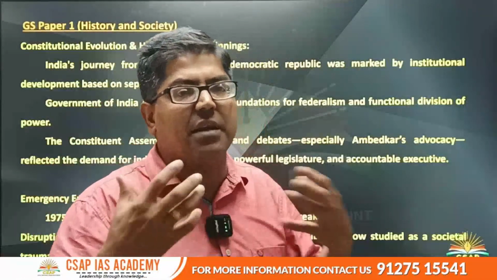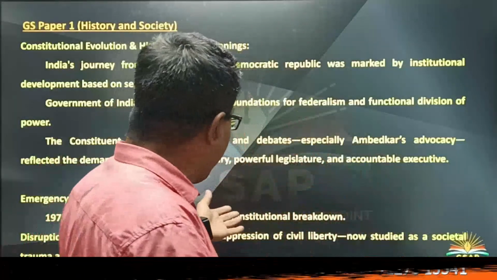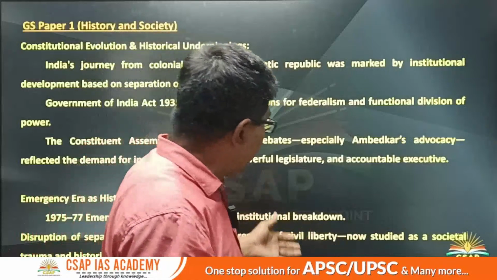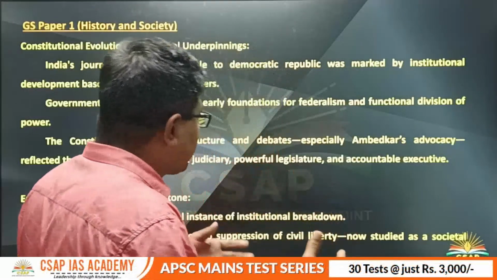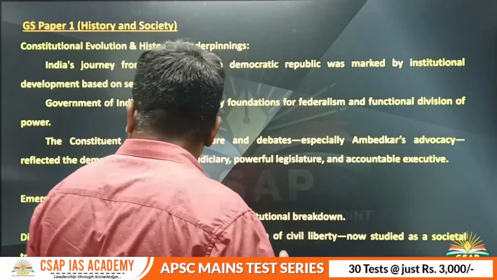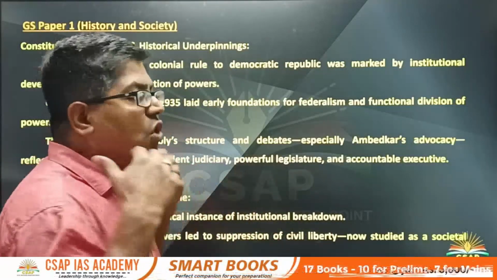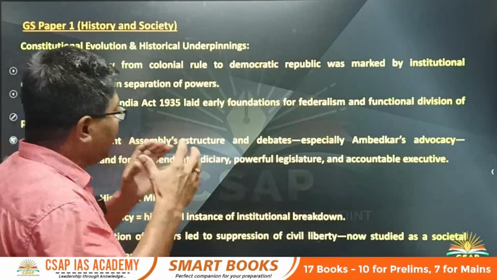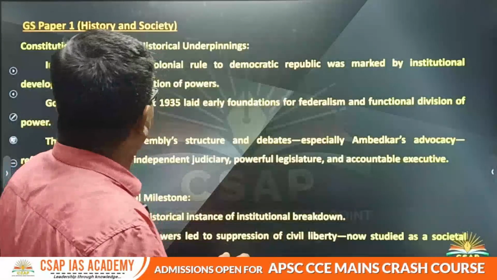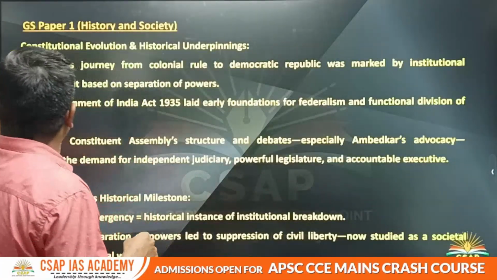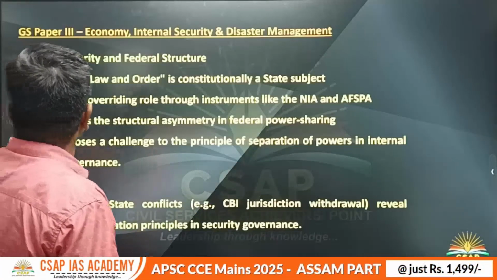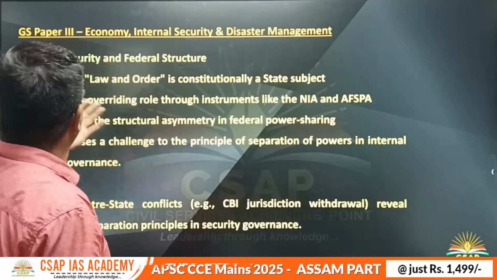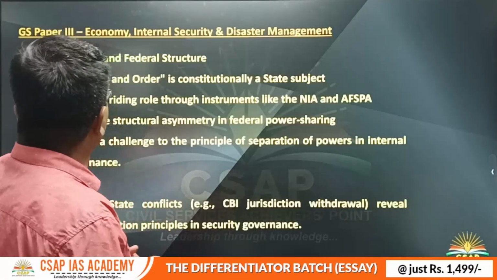It has larger impact at the level of the society, and we have experienced how civil liberties were compromised and suppressed, and this is now actually studied as a societal trauma and a historical warning, right? And therefore we can always link this to the GS paper 1, which basically deals with the history and society segment.